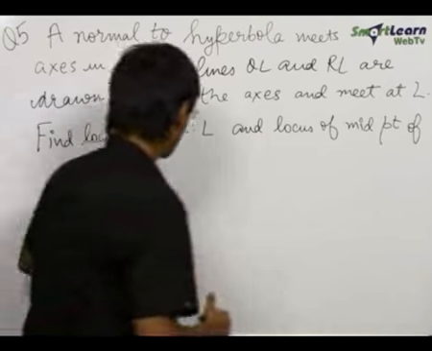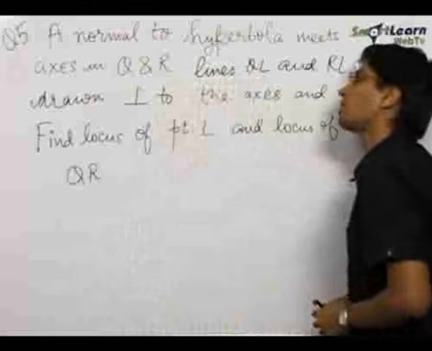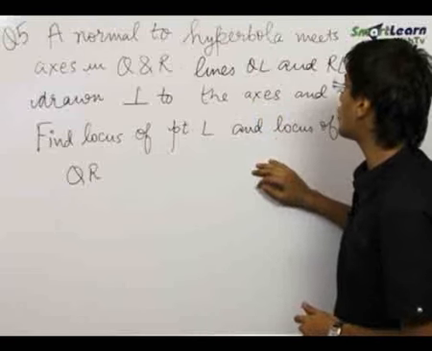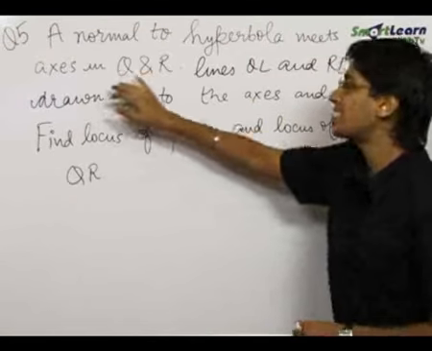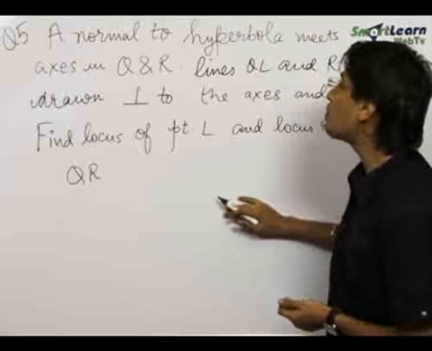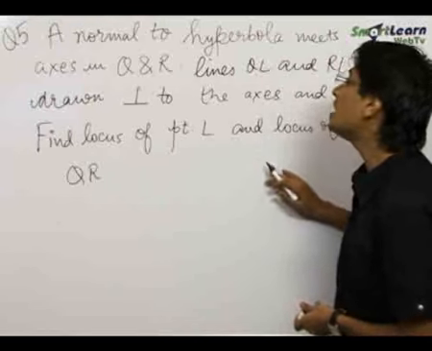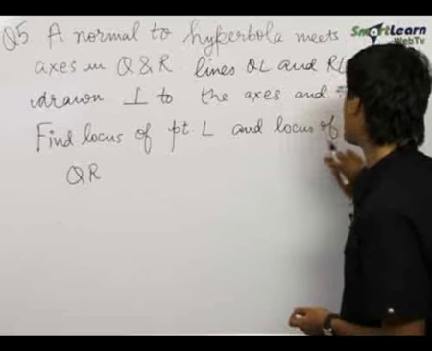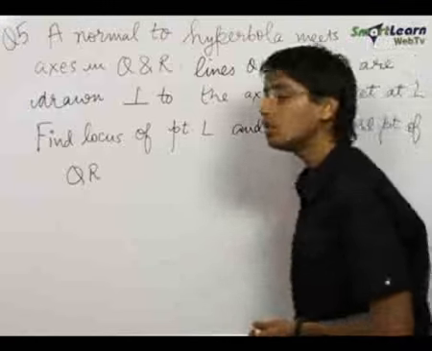Our next problem is also a typical locus problem. We are given that a normal to hyperbola x square by a square minus y square by b square is equal to 1 meets the axis in Q and R. Lines QL and RL are drawn perpendicular to the axis and they meet at L. Find the locus of point L and the locus of midpoint of the line QR.